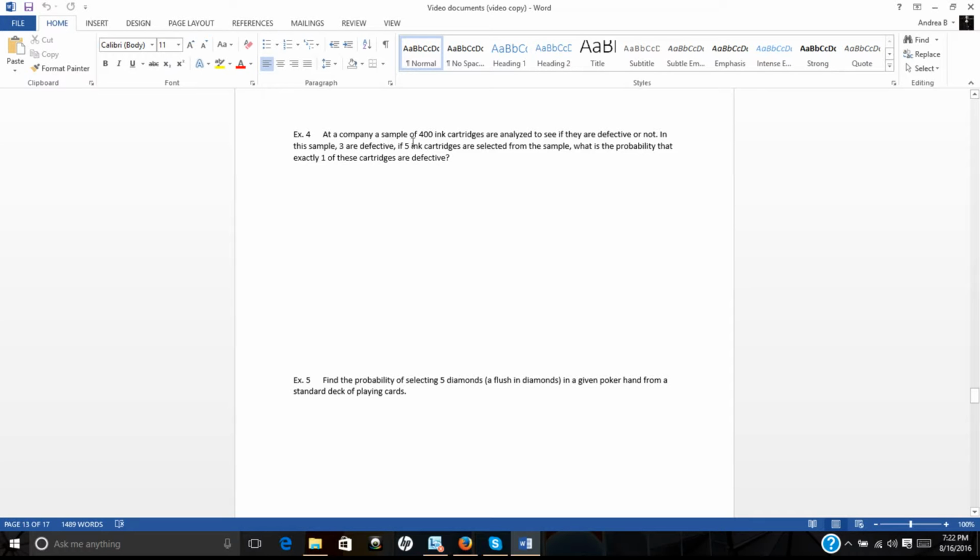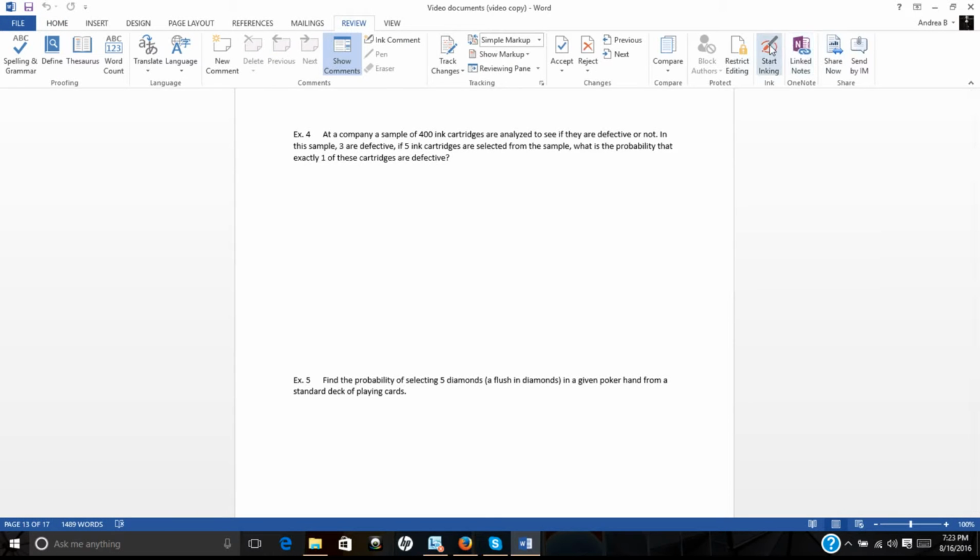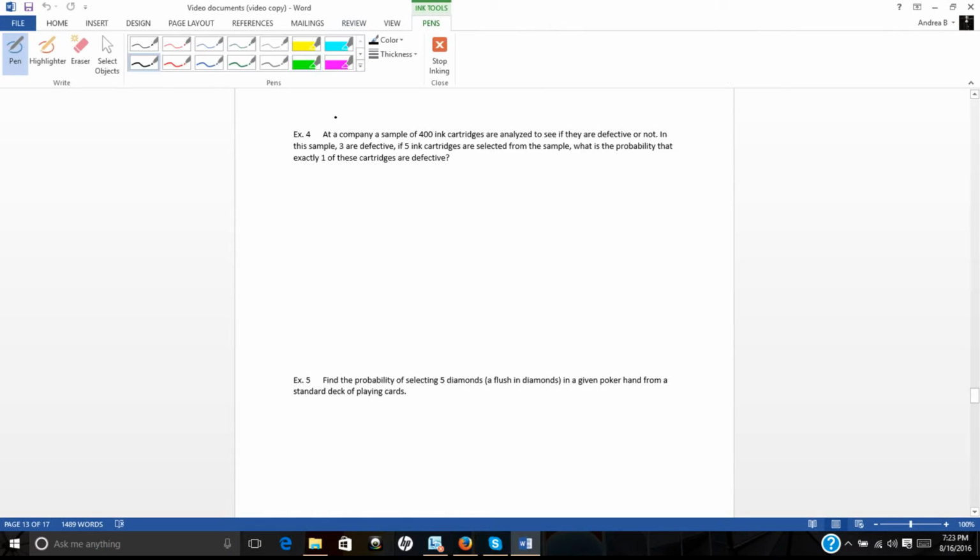For these types of word problems, it might take a few times going through to come up with how to go about solving these. There are a lot of things involved here. We know that there's a total of 400 ink cartridges, 3 of them are defective. We're selecting 5 ink cartridges, and we want the probability that exactly 1 is defective.